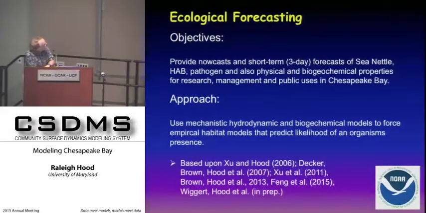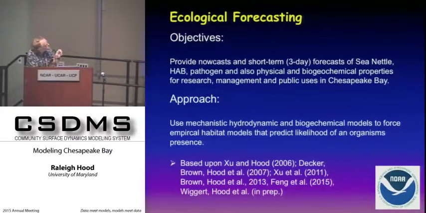So our overarching objective, and this is ongoing work funded by NOAA, is to provide nowcasts and short-term forecasts, like weather forecasts, of a variety of different types of organisms in the Chesapeake Bay. And at present, we can do nowcasting and forecasting, just like the weather, for sea nettle, that's a stinging jellyfish, some harmful algal bloom species, a couple of pathogens, and we can also do physical and biogeochemical weather. We can model in real time the physics and the biogeochemistry in the Chesapeake Bay, and these are used for a variety of things: research, management, and public uses in the Chesapeake.